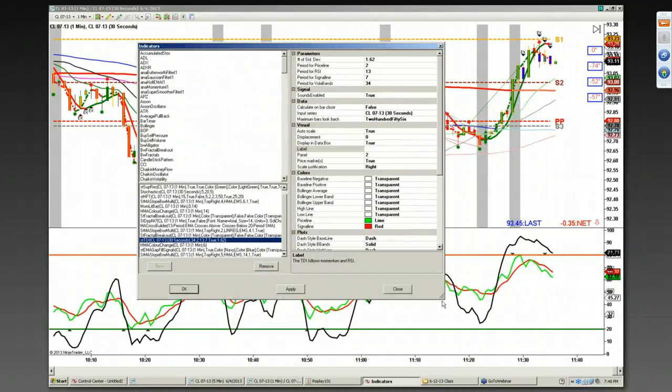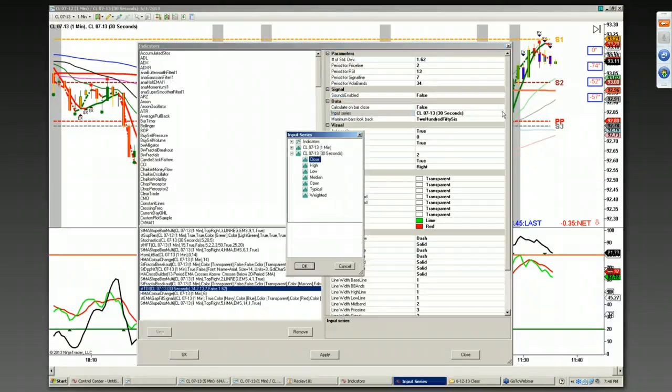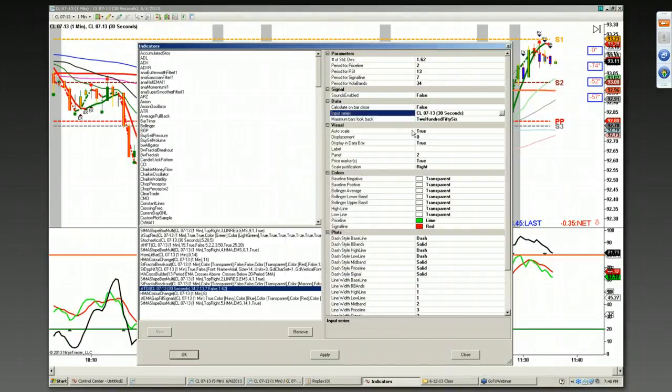Okay, this is just the Shadow Traders indicator. But what I've done is this. I have not changed anything up here in the parameters. Actually, I normally take the sound off. Don't know why that went back to true. I make this calculate on bar close false, and I assign it to the 30-second data series. You go to the input series and you click on that and you go down to the 30-second, you hit close and you hit OK. And now you have assigned that indicator to this 30-second data series.